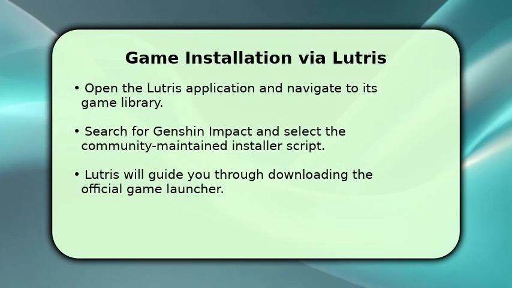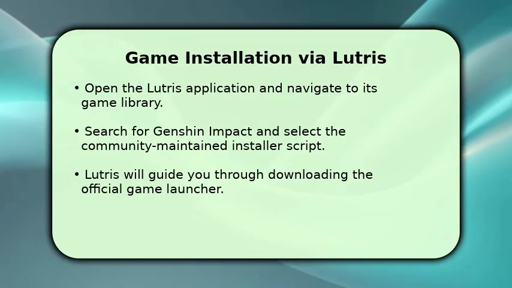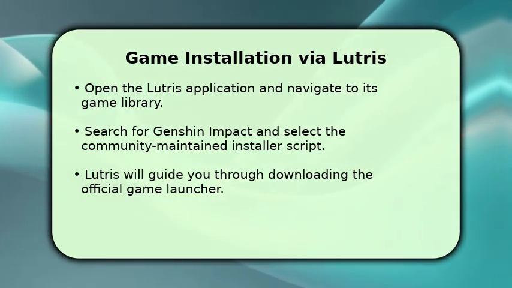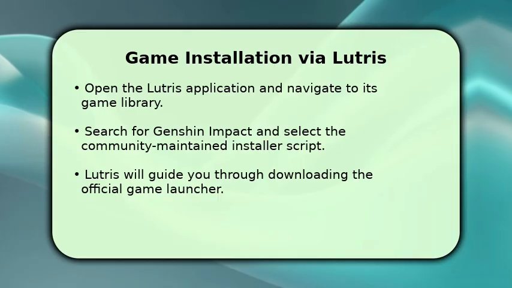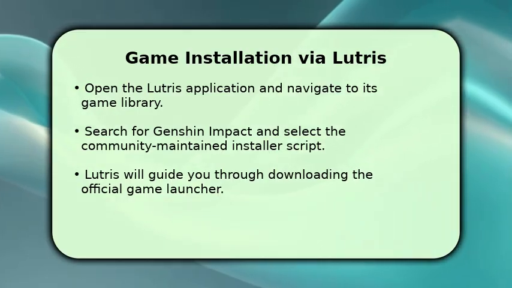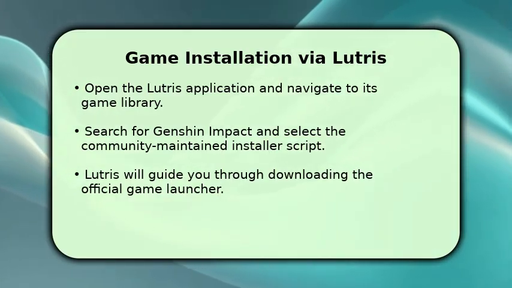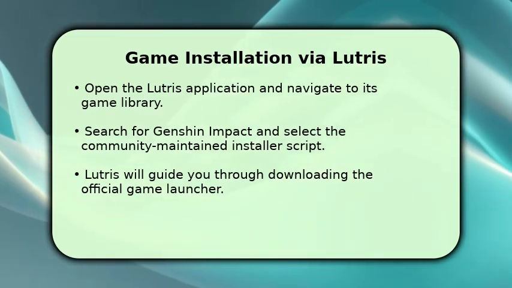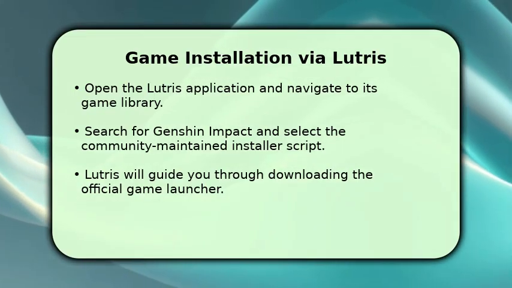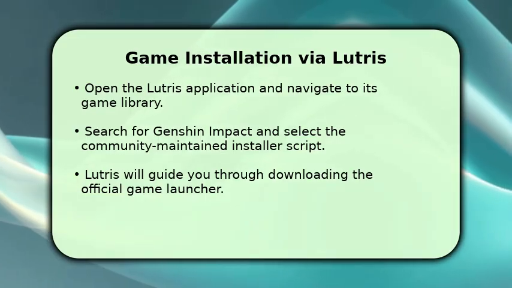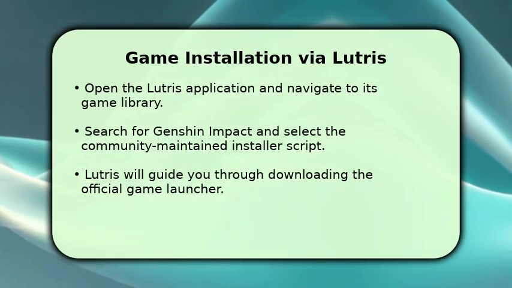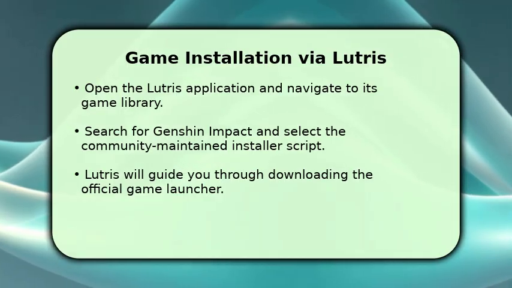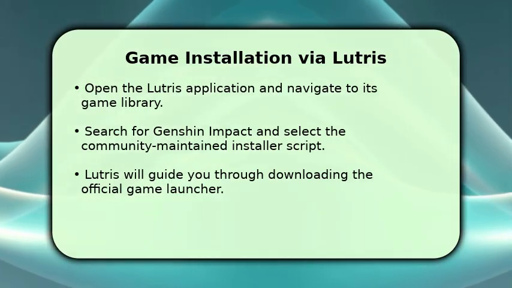With Lutris installed, the game installation becomes quite straightforward. Launch Lutris and use the search bar to find Genshin Impact. You'll typically find a community-maintained installer script. Select this for a smooth setup. Lutris will then help you download the official game launcher from the developer. Simply follow the clear on-screen instructions provided by the launcher to download and install the game files, which can be over 100 gigabytes in size.